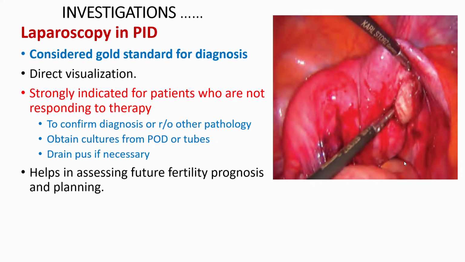So why is it needed? To confirm the diagnosis, to rule out other pathology, to obtain cultures from the pouch of Douglas and tubes, and to drain the pus if necessary. It helps in assessing the future fertility prognosis as well as planning, because when there is gross distortion of the tubes, the patient is less likely to conceive. So it has a prognostic role as well. You can see the tube here, it is grossly distended and hyperemic.